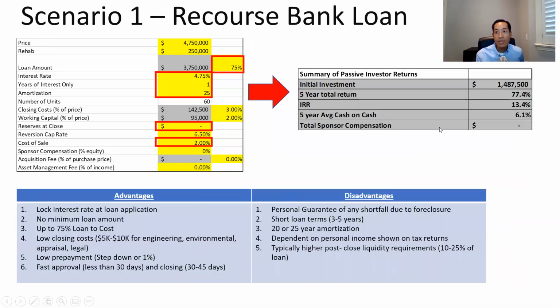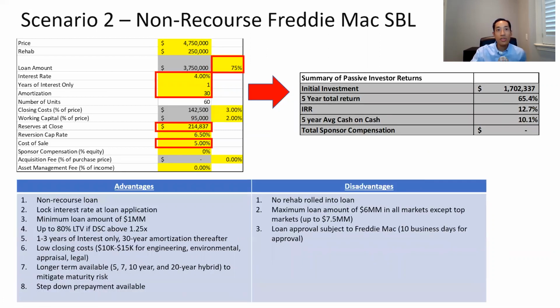And some of the advantages, you're getting to roll in some of your rehab. IRR is about 13%, and your total investment's about 1.5 million. And the biggest thing with recourse bank loans that people get hung up on is that they're recourse. So you have to keep that in mind, and is that something that you're willing to take on? All right. So remember that 77% on a recourse bank loan, about 1.5 million initial investment. So let's jump over to the second one.